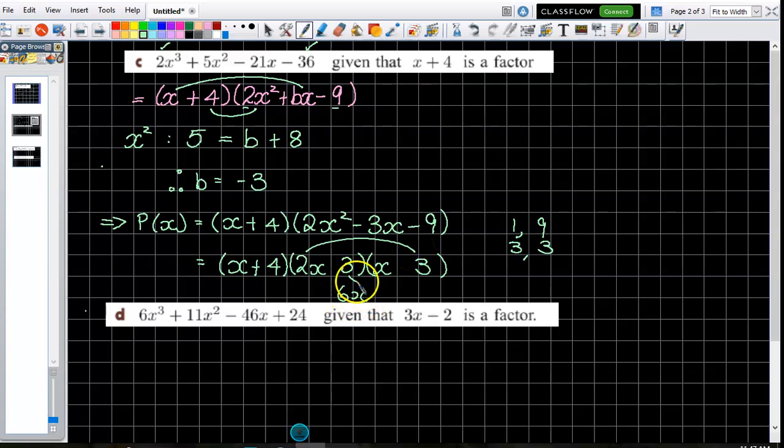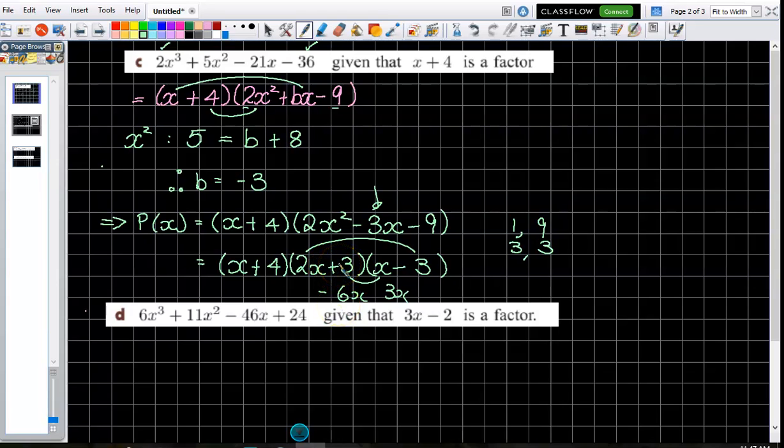6x. What's 3 times x? 3x. So that means I can get a minus 3 from there, can't I? But it's got to be minus 6. So where am I putting my plus and my minus in the brackets? The final bracket has to be minus because 2x times minus 3 gives me the minus 6x. Yeah?